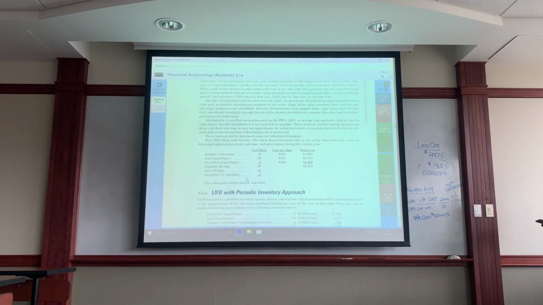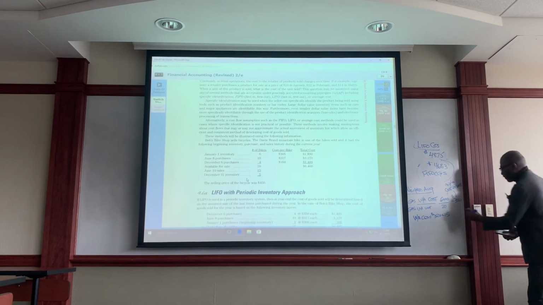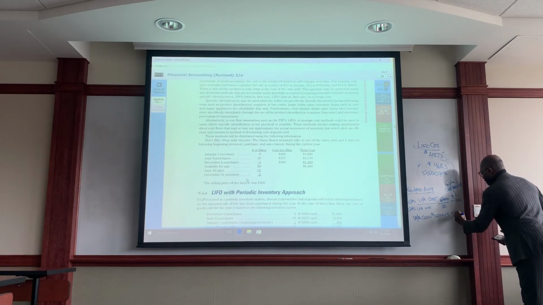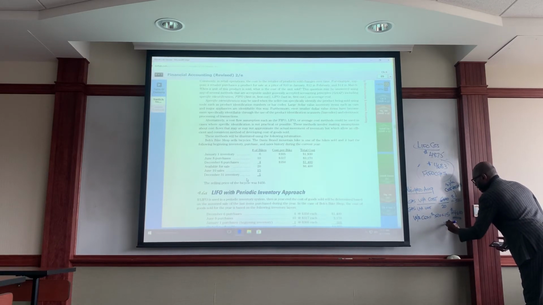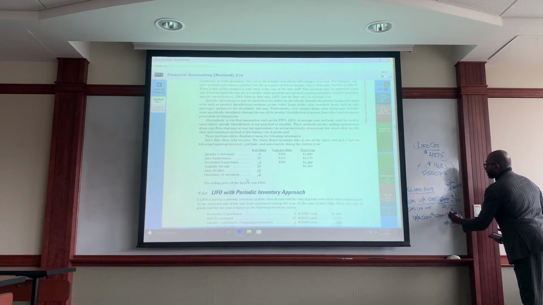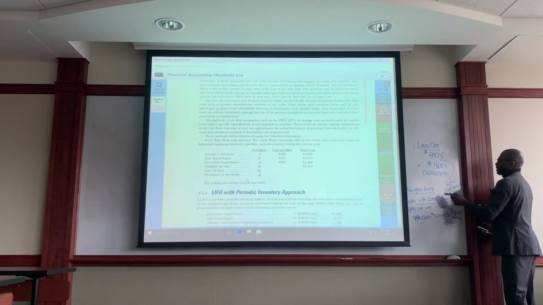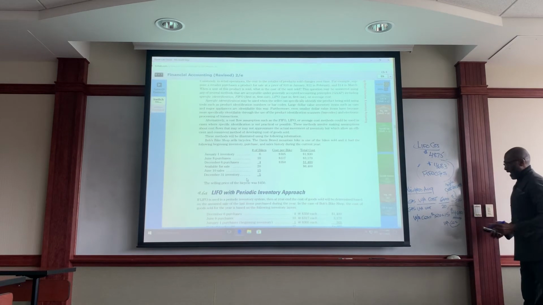320 times 15 is $4,800, and that's our weighted average cost of goods sold. So now we've got all three.